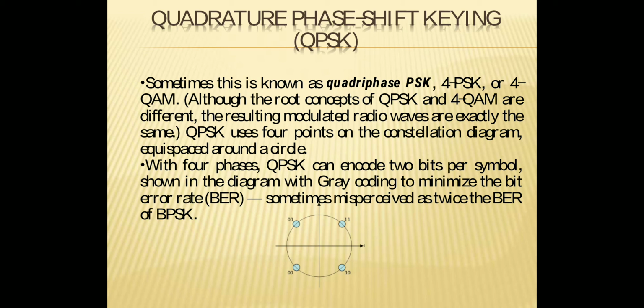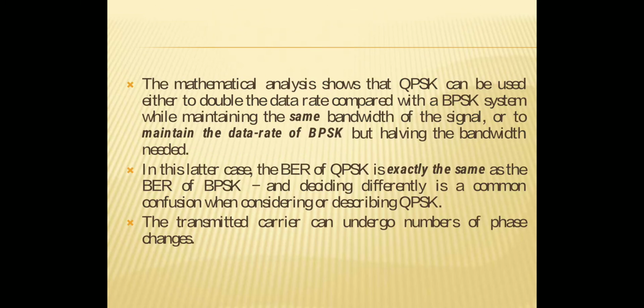QPSK uses 4 points on the constellation diagram equispaced around the circle. So you can see in the diagram there are 4 phases which are equally distanced from each other. Equal angular distance is there. With 4 phases, QPSK can encode 2 bits per symbol because 2 raised to 2 is 4, right? So it will be able to encode 2 bits per symbol as shown in the diagram, and gray coding is used.